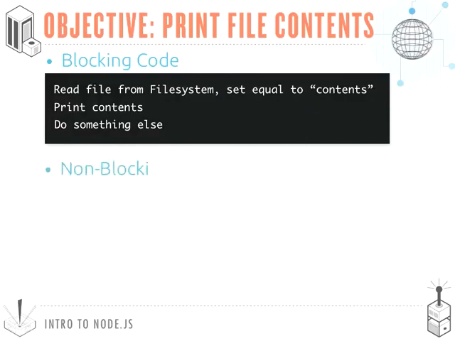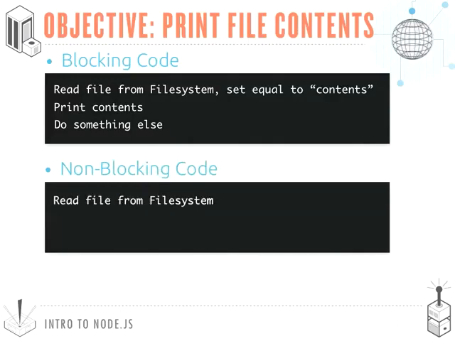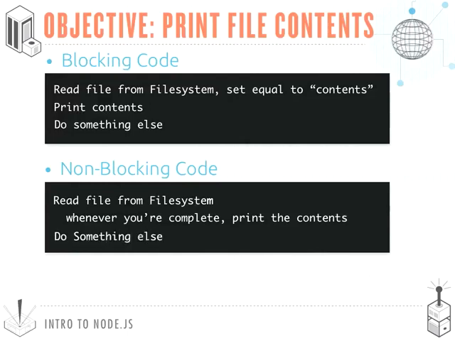What would a non-blocking version of this code look like? Well, we might read the file from the file system. Whenever we're complete with that, print out the contents from the file, and then finally do something else. That technique of saying, when you're complete, do this, we call a callback. We're going to call back that function once the file is done reading. Executing the pseudocode might go like this, where we read the file from the file system. We might do something else, so it's simply going to continue on, and then at any point in the future, when it's done reading the file, it's going to print the contents.